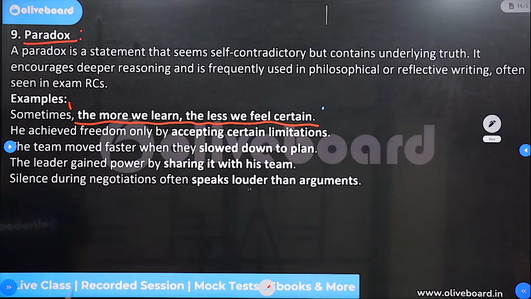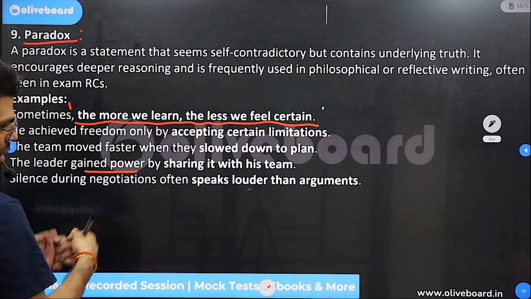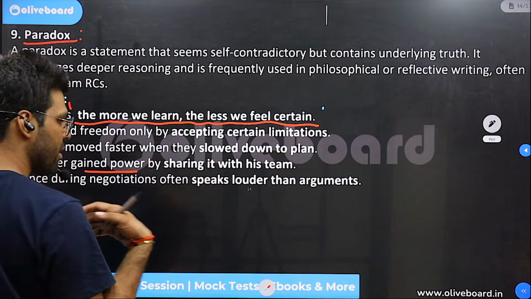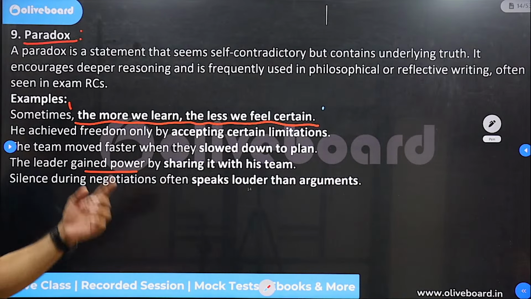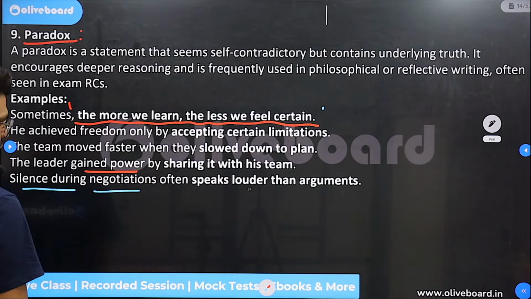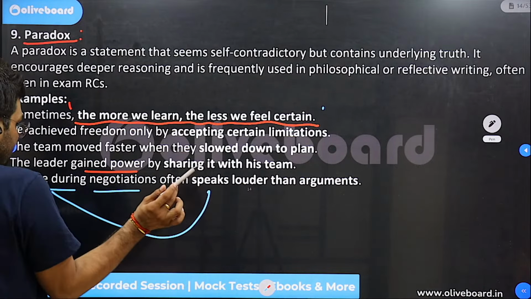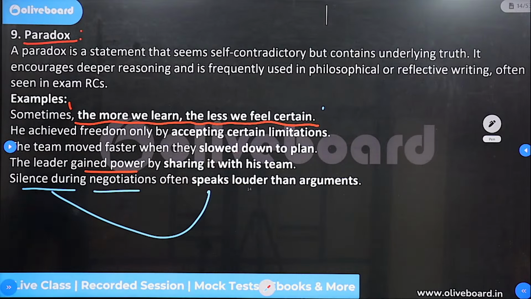Whoa, this is like knowledge. When we share, it spreads and it makes us clear also. Great. Small circle, less conflict. Silence during the negotiations often speaks louder than arguments. Great. That's the paradox.